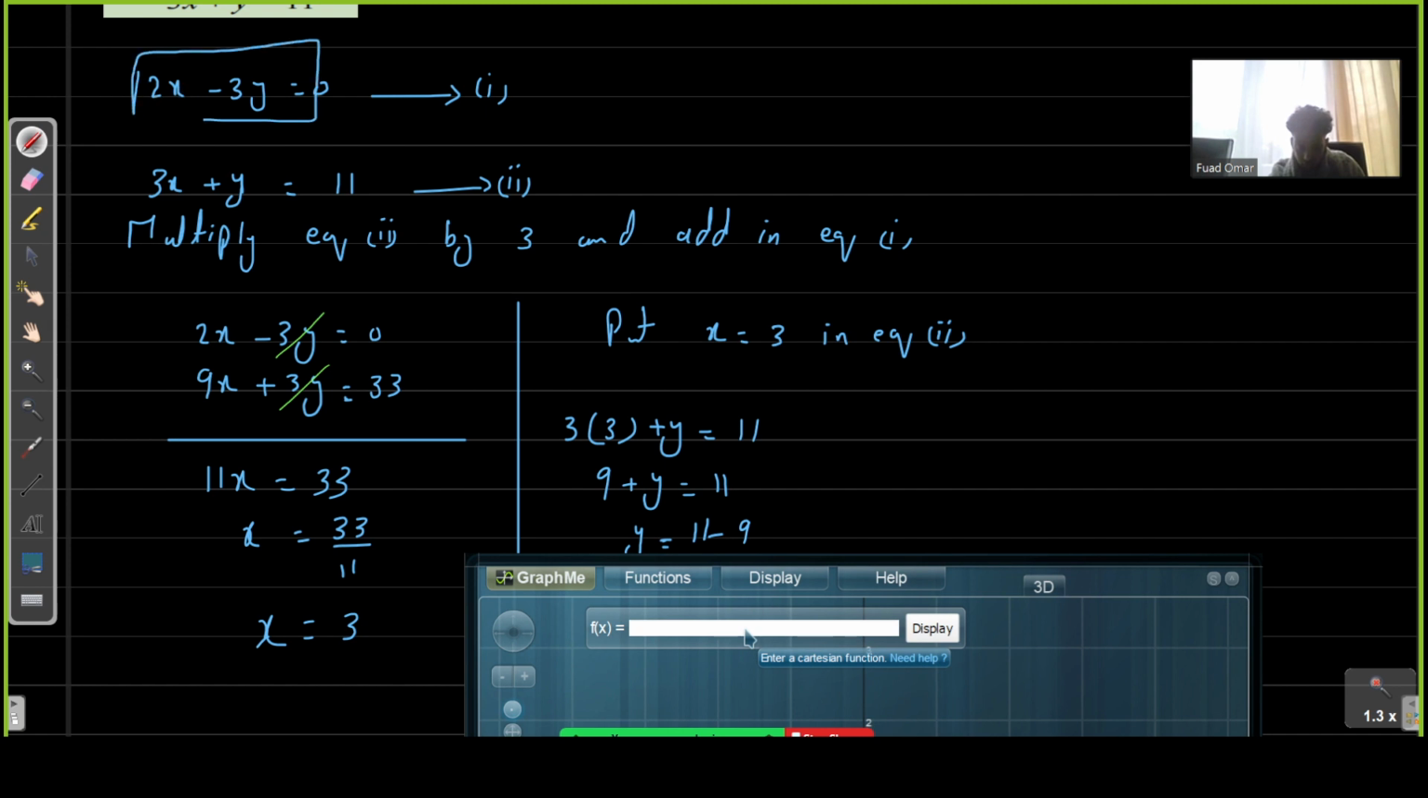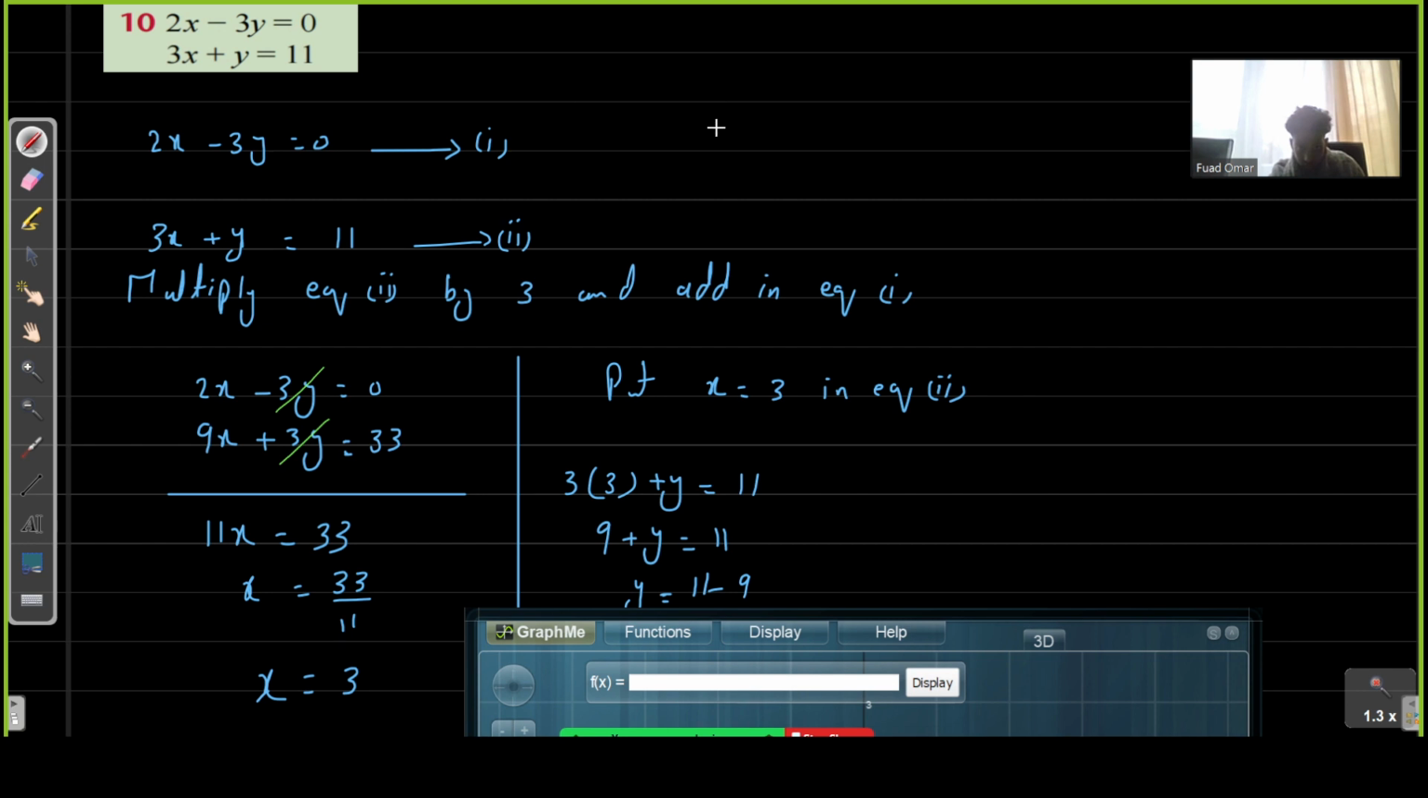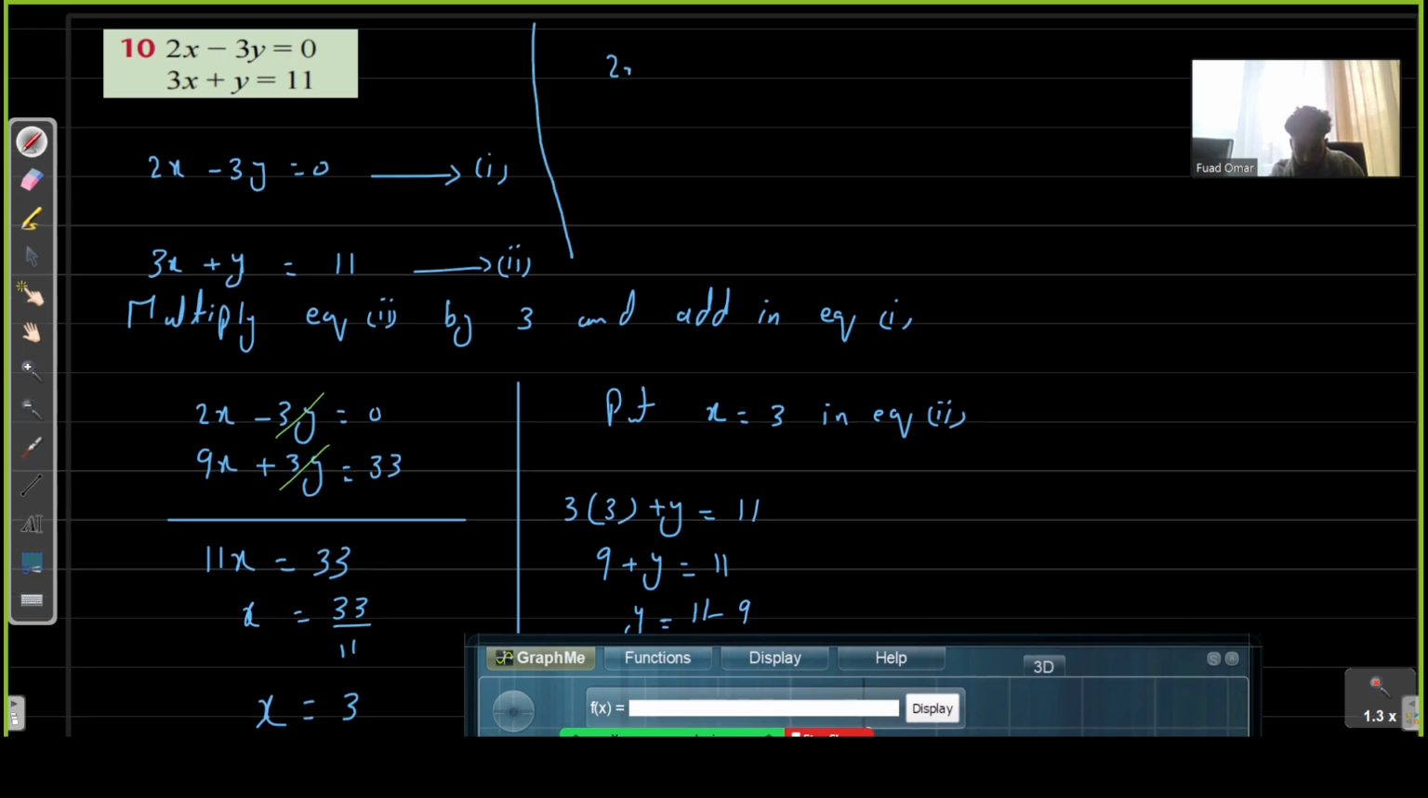So how can I make this into explicit? I want to show y on the left side and x on the right side. So I'm going to convert this into an explicit function. 2x minus 3y equal to 0. So I can take minus 3y on the right side. So it will be 3y is equal to 2x. So y is equal to 2 by 3x.